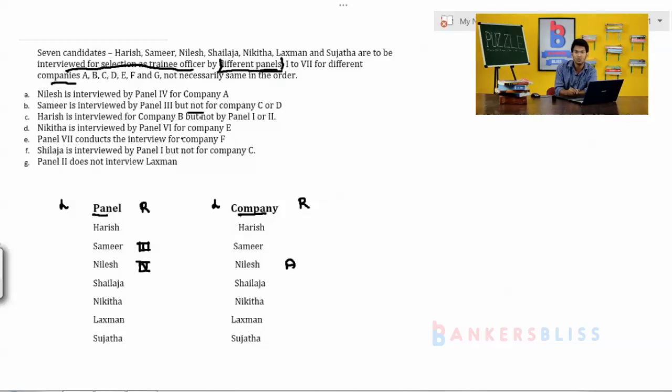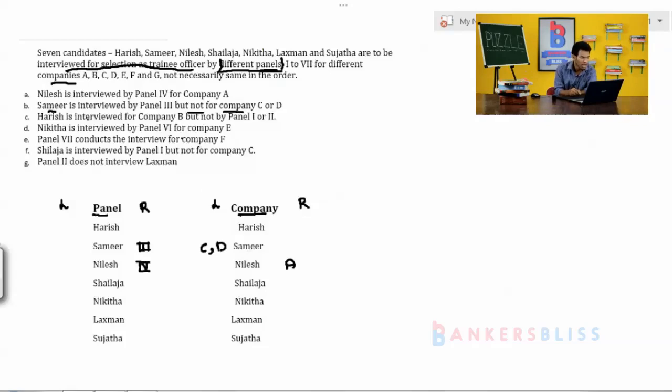What we have to do for the negative information? Negative information we have to write for the left hand side. Here the negative information relates to Samir, then it relates to the company. The company is the heading and Samir is here, and Samir does not interview for company C or D. You just write C and D. Is it clear? That's finished.